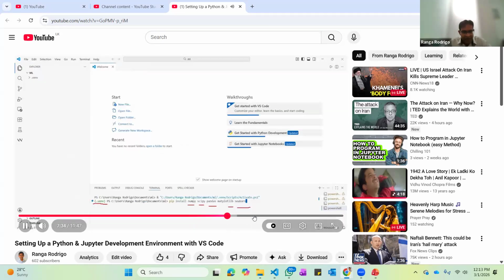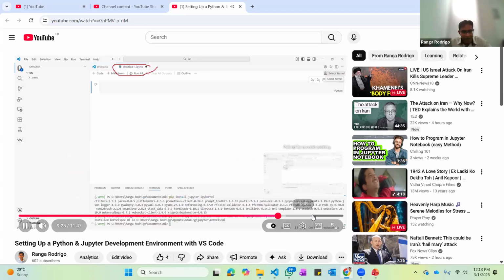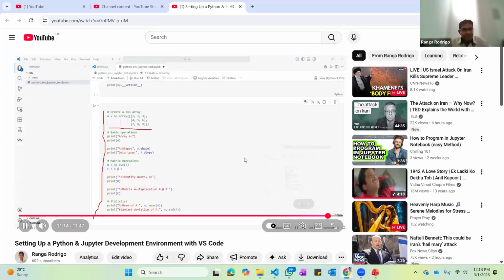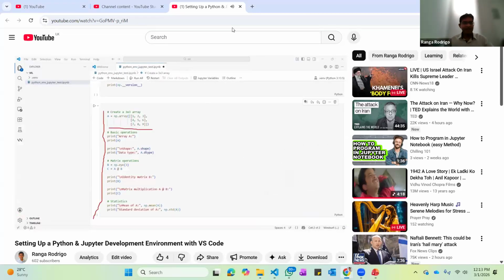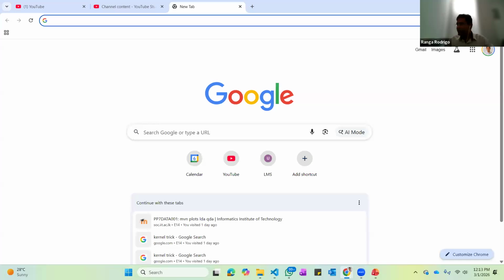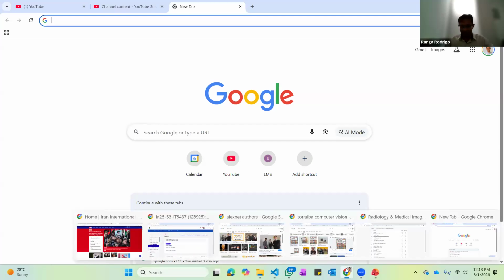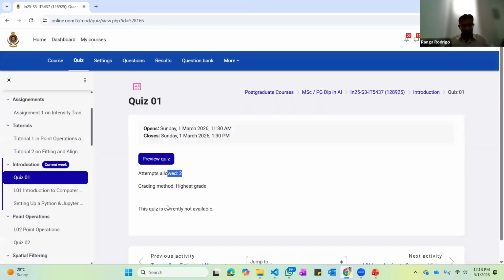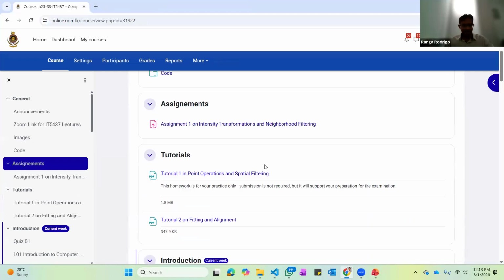Most of you may know about a 3x3 array. Then I printed that array. Also, I have included that in the Moodle page. In the Moodle page, I have linked that.